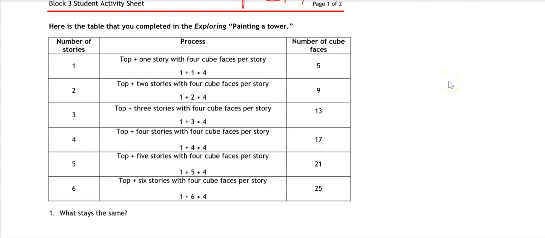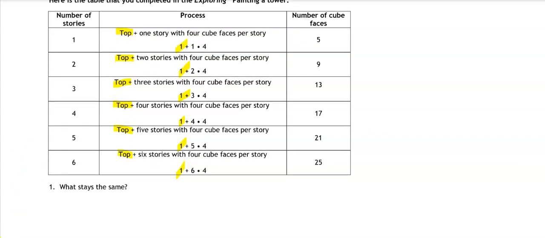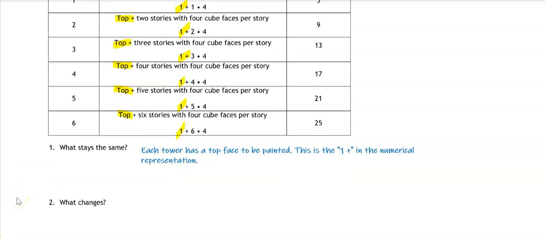Now, I notice in every one of these rows we have the top, the top, the top, and the top. That top is represented by this 1 that we have in every one of these. So that's part that stays the same. First of all, we can see that each tower has a top face to be painted. And this is the 1 plus in the numerical representation.